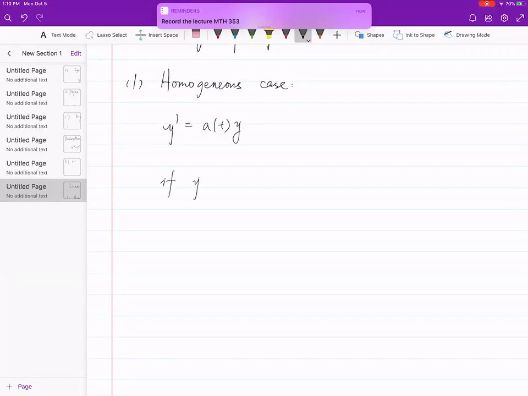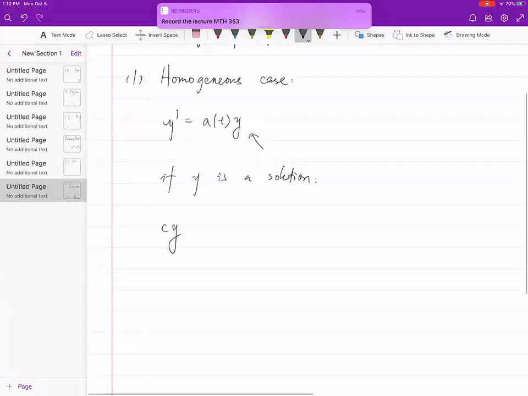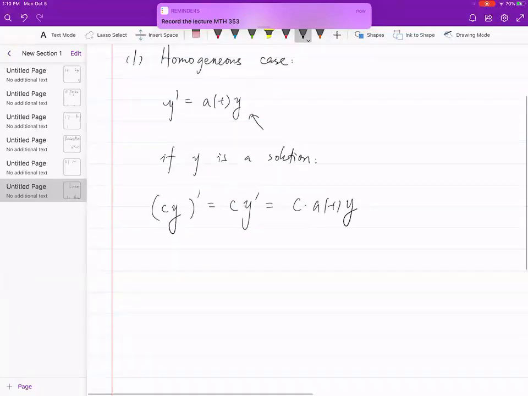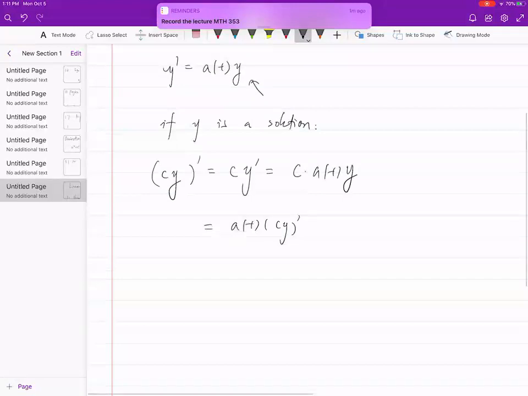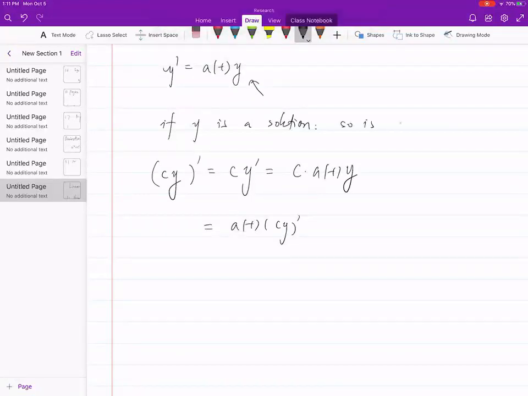If y is a solution, that basically means y satisfies this. Then a constant times y, if you take the prime, is going to be a constant times y prime, which is going to be c times A(t) y, using this fact, which is cy. This implies that if y is a solution, so is a constant times y. cy is also a solution.